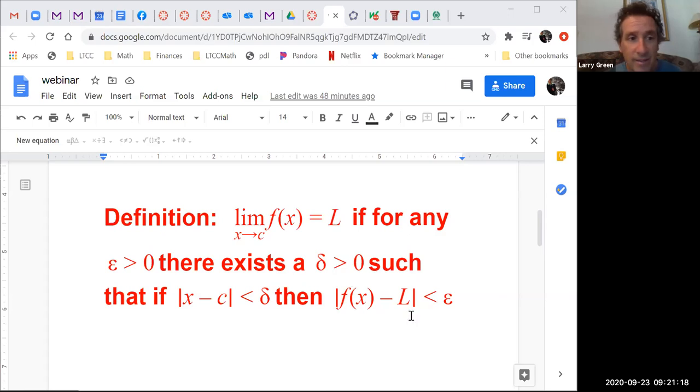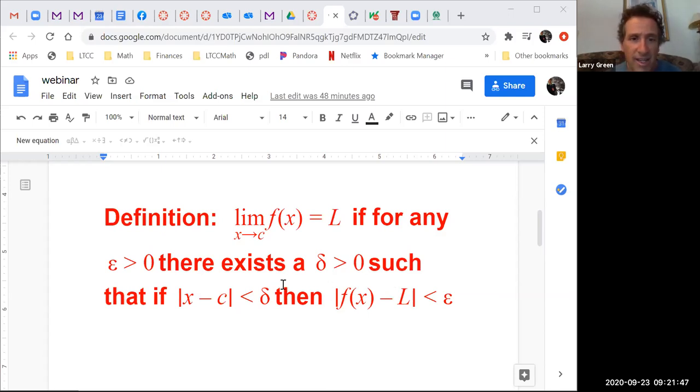Does that make sense? I think that might help you understand this definition a little bit, and that's why it's important. So if the distance between x and c is small, that's the same thing as you're really close to that spot where you're trying to meet. And the distance between f of x and L is small, saying that if you're really close to that spot that you're trying to meet, then you're going to be really close to the limit. And that's the idea of the limit.